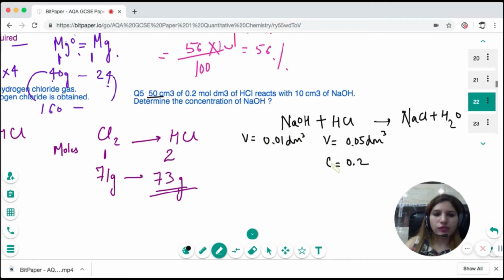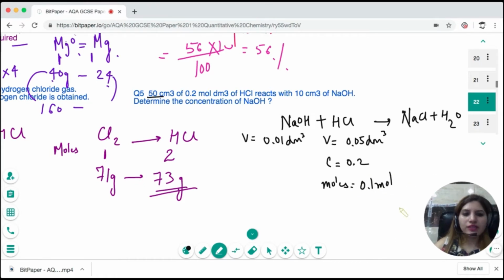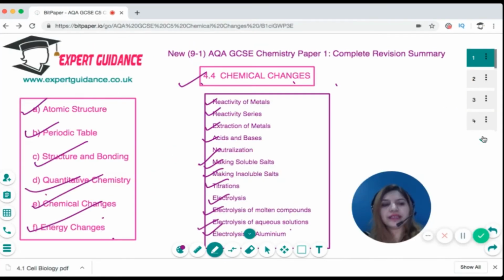Okay, so we have concentration, we have volume, we can find the moles. So we will do 0.05 times 0.2, that is 0.01 moles. And if you see the balanced chemical equation, the moles of HCl and NaOH are the same. So the moles of this as well is 0.01. So we got the moles, we got the volume. Concentration is moles divided by volume. So 0.01 divided by 0.01 is 1 mole per dm³ will be the concentration of NaOH. So let's begin.